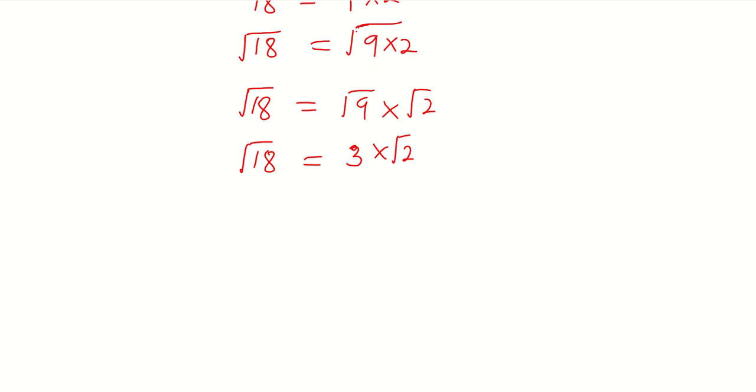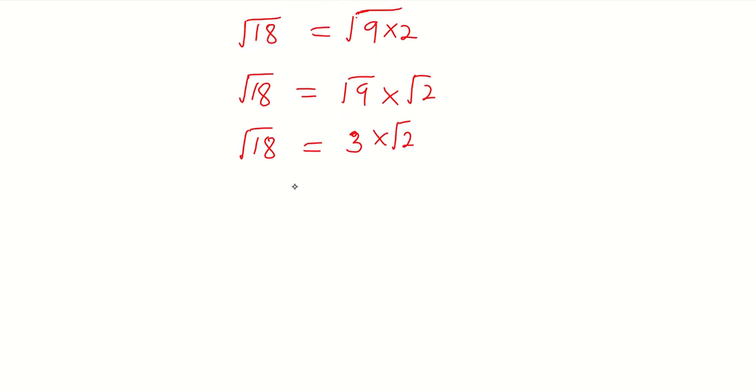And from the properties of surds, we say something like this: 3 times square root of 2 can be written as 3 square root of 2, which means 18 can be simplified to its basic form as 3 square root of 2. Now let's take the next example.